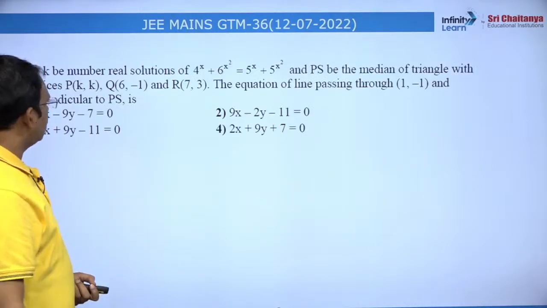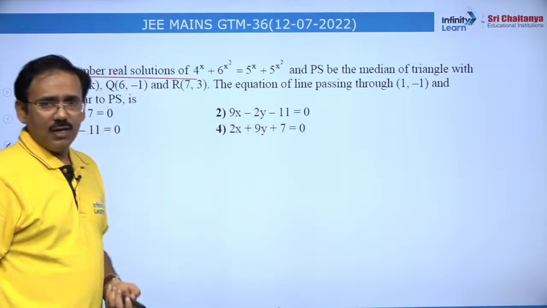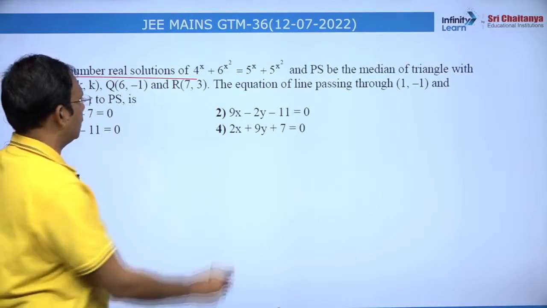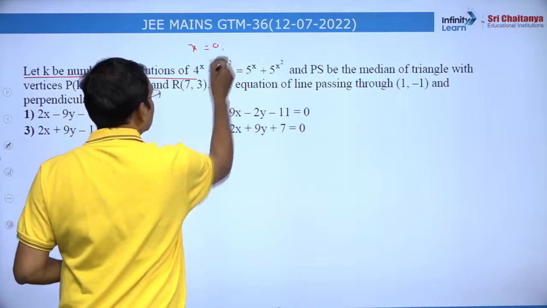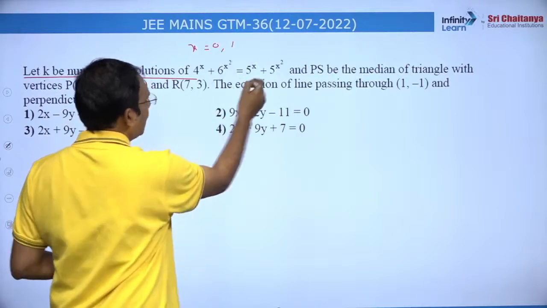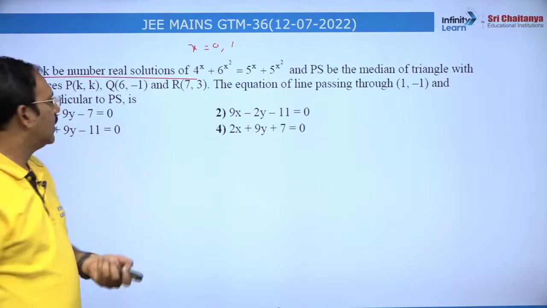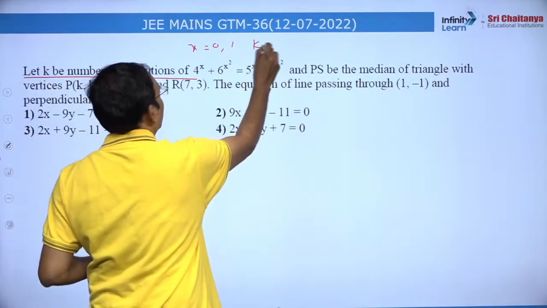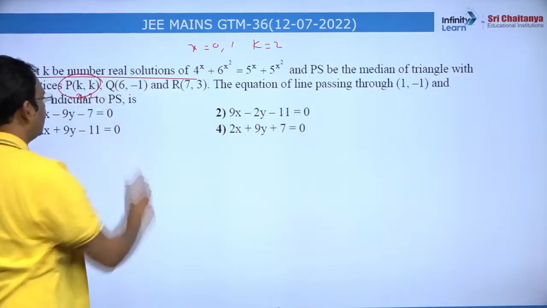Next, dear friends, k be the number of real solutions of this equation. Very clear that when x is 0 both will satisfy, when x is 1, 10 plus 10 satisfy, no other number satisfies, you can check through graph. So, k value must be 2, my dear friends. So, he has given p value is known, it is 2 comma 2.